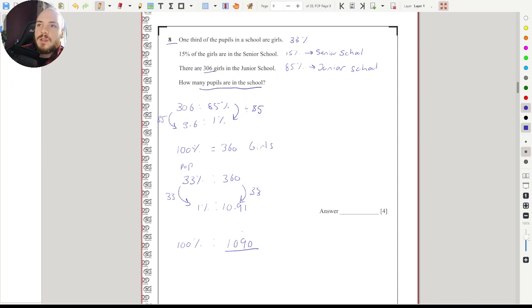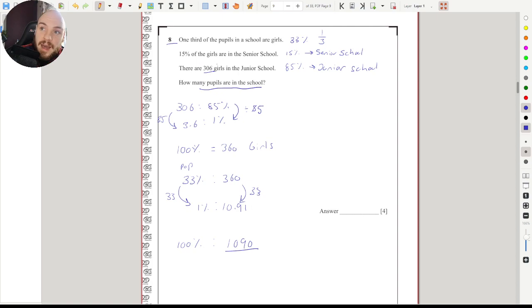Okay, so again, just to go through the process, we had one third, which is 33%. Well, 33.33. Okay, you could write a third, which is represented by 33.33, so it is recurring. I've just said it's 33. We knew that 15% of the girls are in senior school. That means that 85% were in junior school.